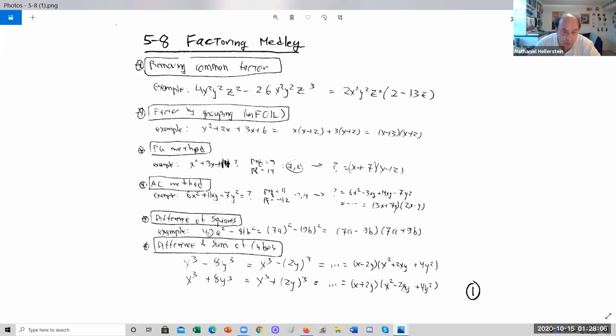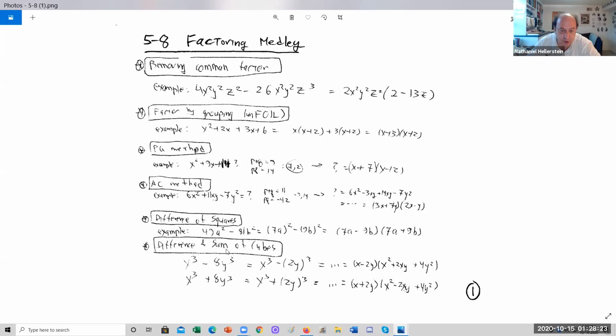That's the difference of squares we just covered. So here, 49a squared minus 81b squared, that's the difference of the square of 7a and the square of 9b. So it's 7a minus 9b times 7a plus 9b.